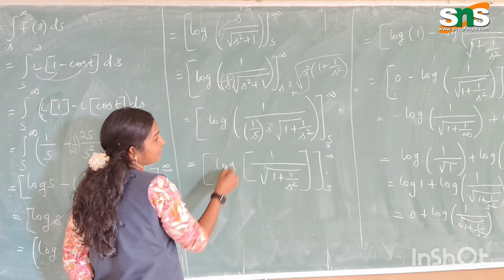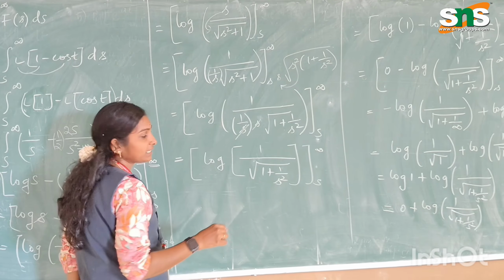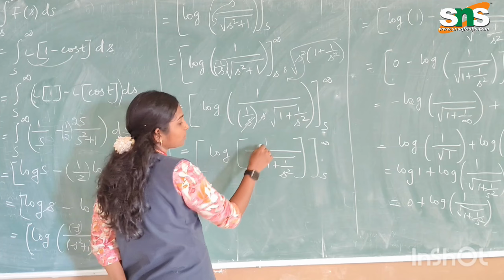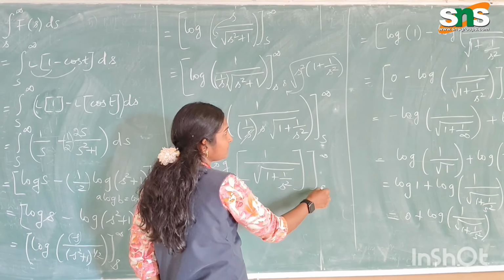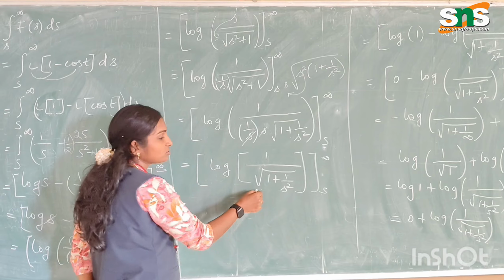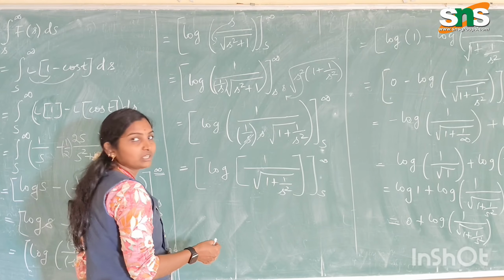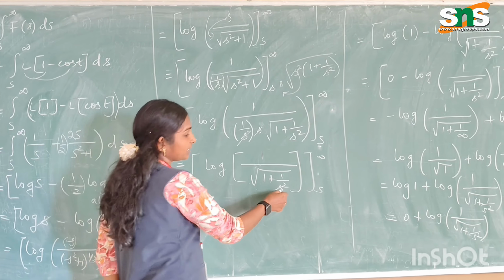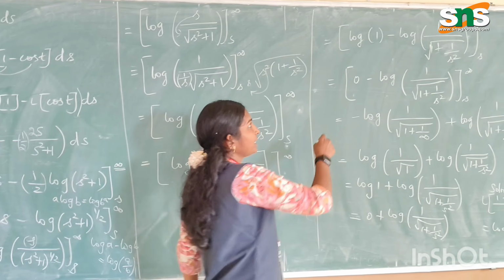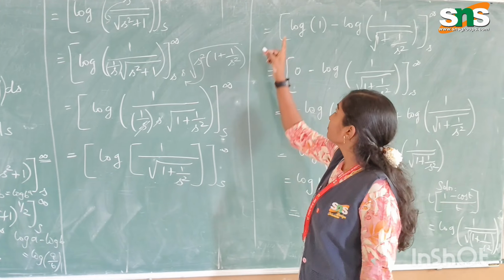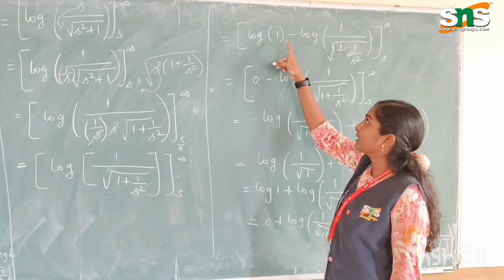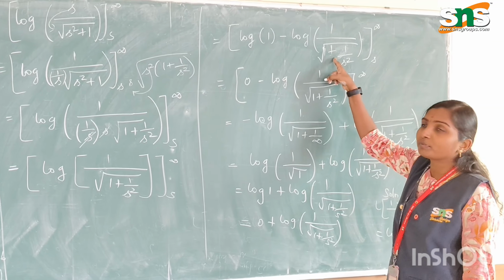Now in the next step, what have we done? This s and this s will get cancelled. So this will become log of 1 divided by root of 1 plus 1 by s square within the limit s to infinity. And now, as usual, we will apply the log a and log b formula here. So this will become log of numerator minus log of denominator.